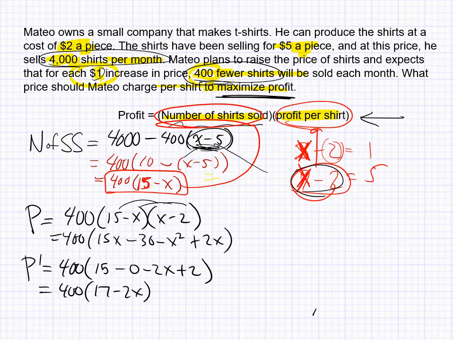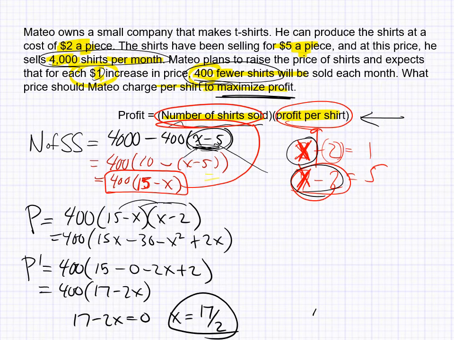I need to find the critical numbers for this. Well, 17 minus 2x equals 0 will be one critical number. That'll happen when x equals 17 over 2. Remember, x is the amount of money that he has to sell the shirt for. Remember, sell the shirt for $5, minus the $2 cost of the shirt, profit per shirt would be $3. So x represents the selling price. Even when we looked at x over here, it represented the selling price. And so x of 17 over 2 is our only critical number.